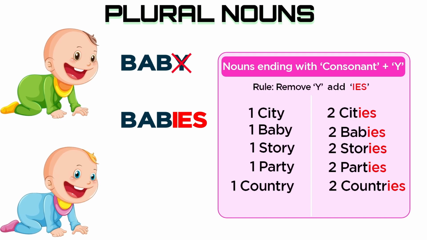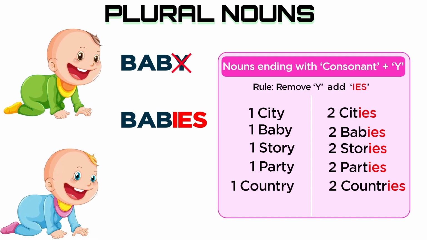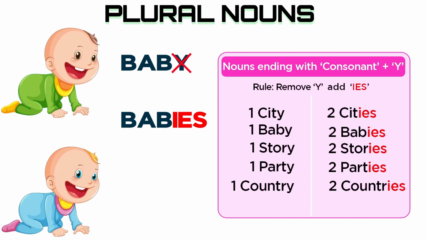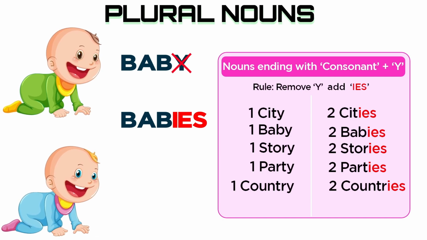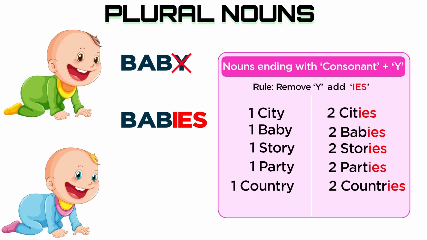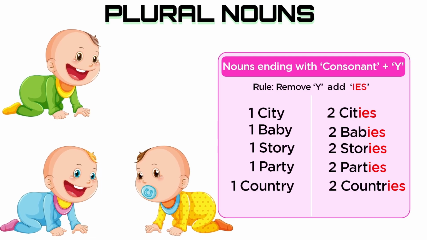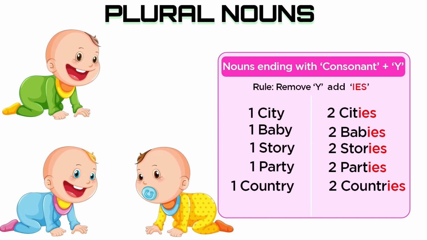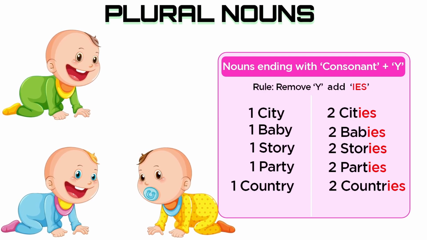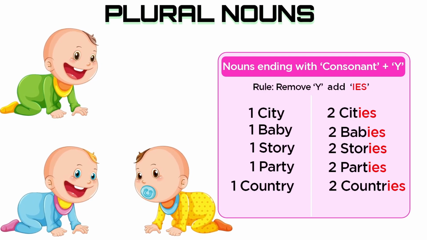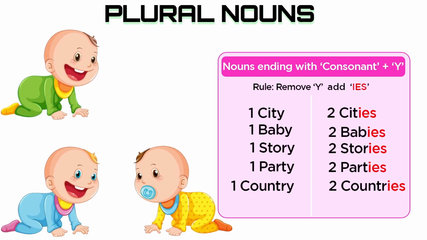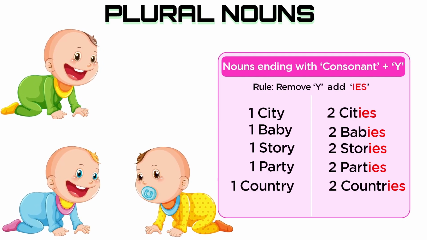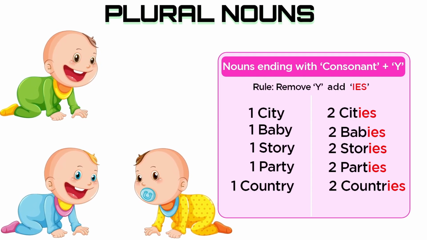But when a noun ends in a consonant plus a y, we remove the y and add i, e, s. For example, the noun baby ends in the consonant b and y. To form the plural, we need to remove the final y and then add i, e, s. So baby becomes babies.